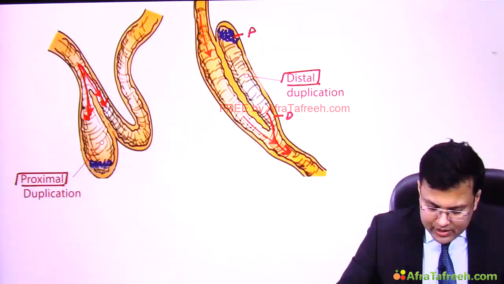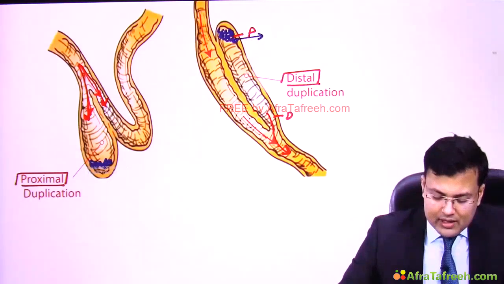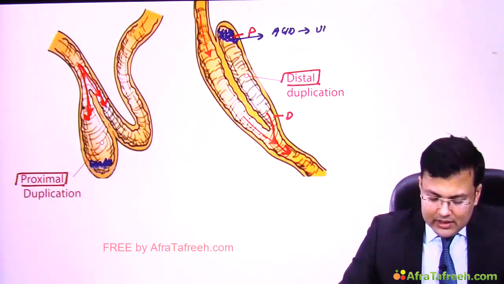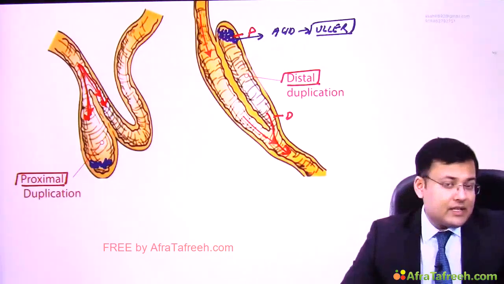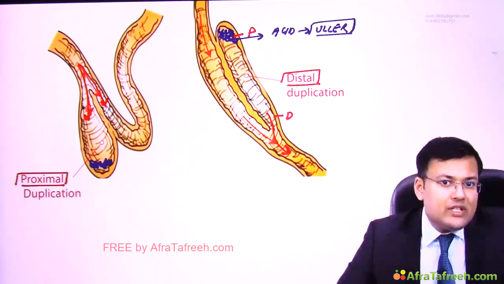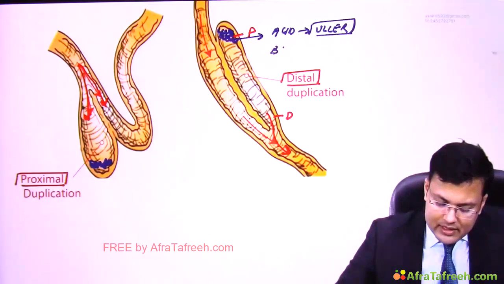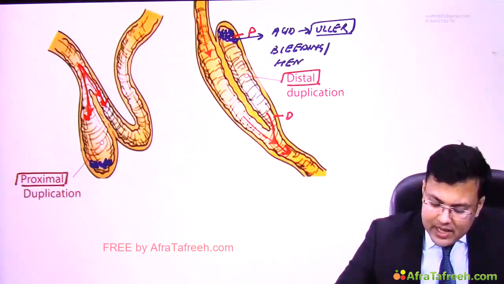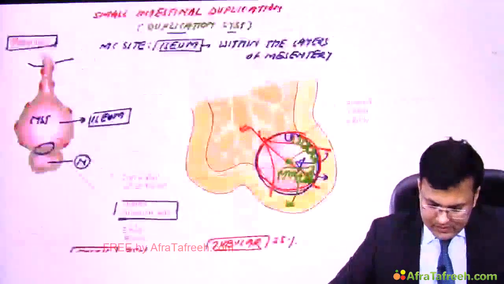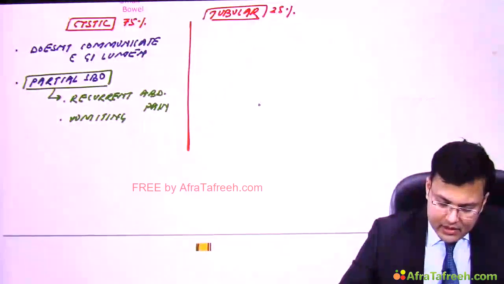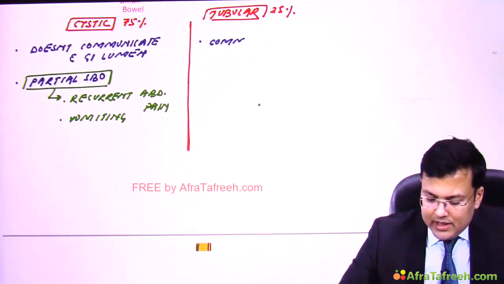So because of this ectopic gastric mucosa, there is production of what? Acid. And this acid is going to cause what? Ulcer. Clear? So in the ileum there is ulcer. Because of this ulcer there is bleeding leading to hematochezia. So what is the problem here? It leads to bleeding leading to hematochezia. Clear? So tubular duplication communicates with the GI lumen.